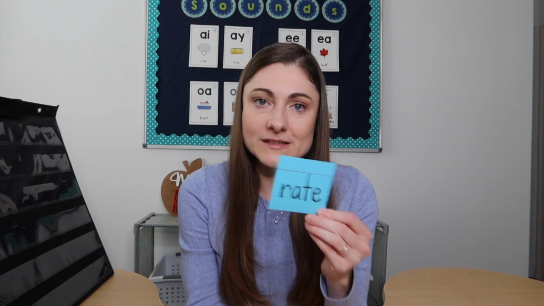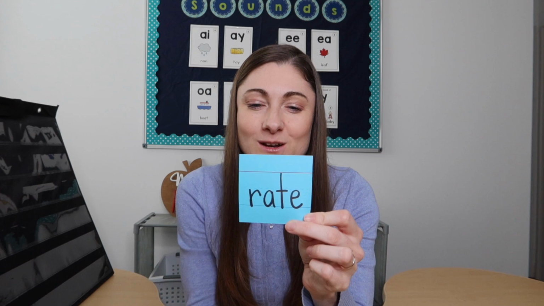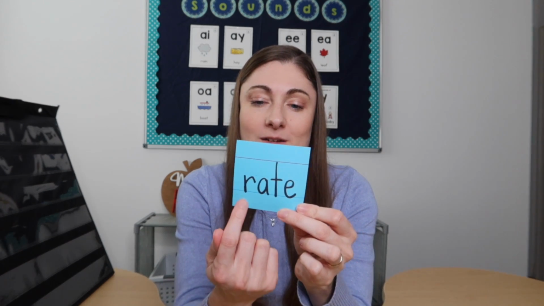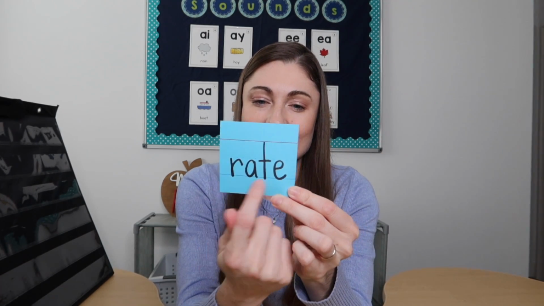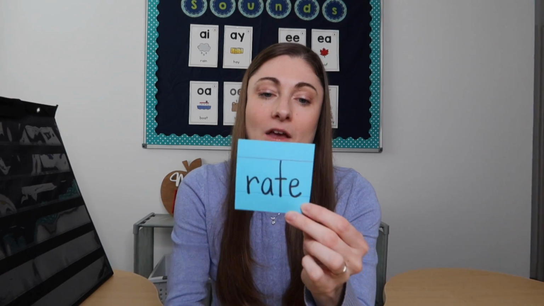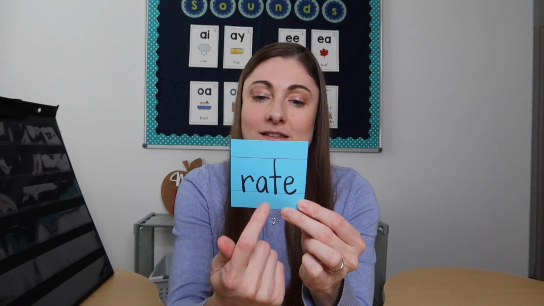And when you first start to work with them on these words, you might notice that they're trying to pronounce it a little bit funny. Like they might be trying to pronounce it rat-E, right? By saying the name of the E, as opposed to saying, oh, well, that's the silent E that makes the A say its name, A, right?